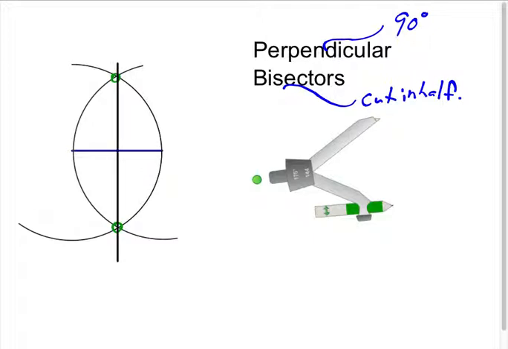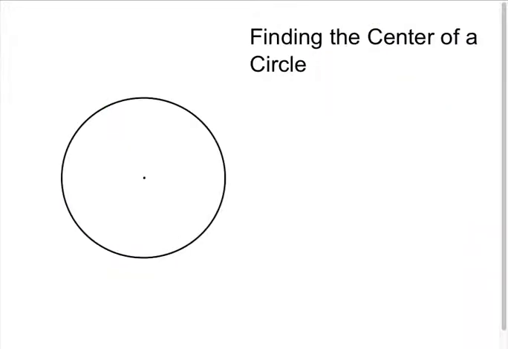Not quite perfect, but pretty close for a computer simulation. At this point here, I now have a perpendicular bisector. So this is 90 degrees, and these two chunks of line are the same length. To find the center of a circle, I simply use perpendicular bisectors.